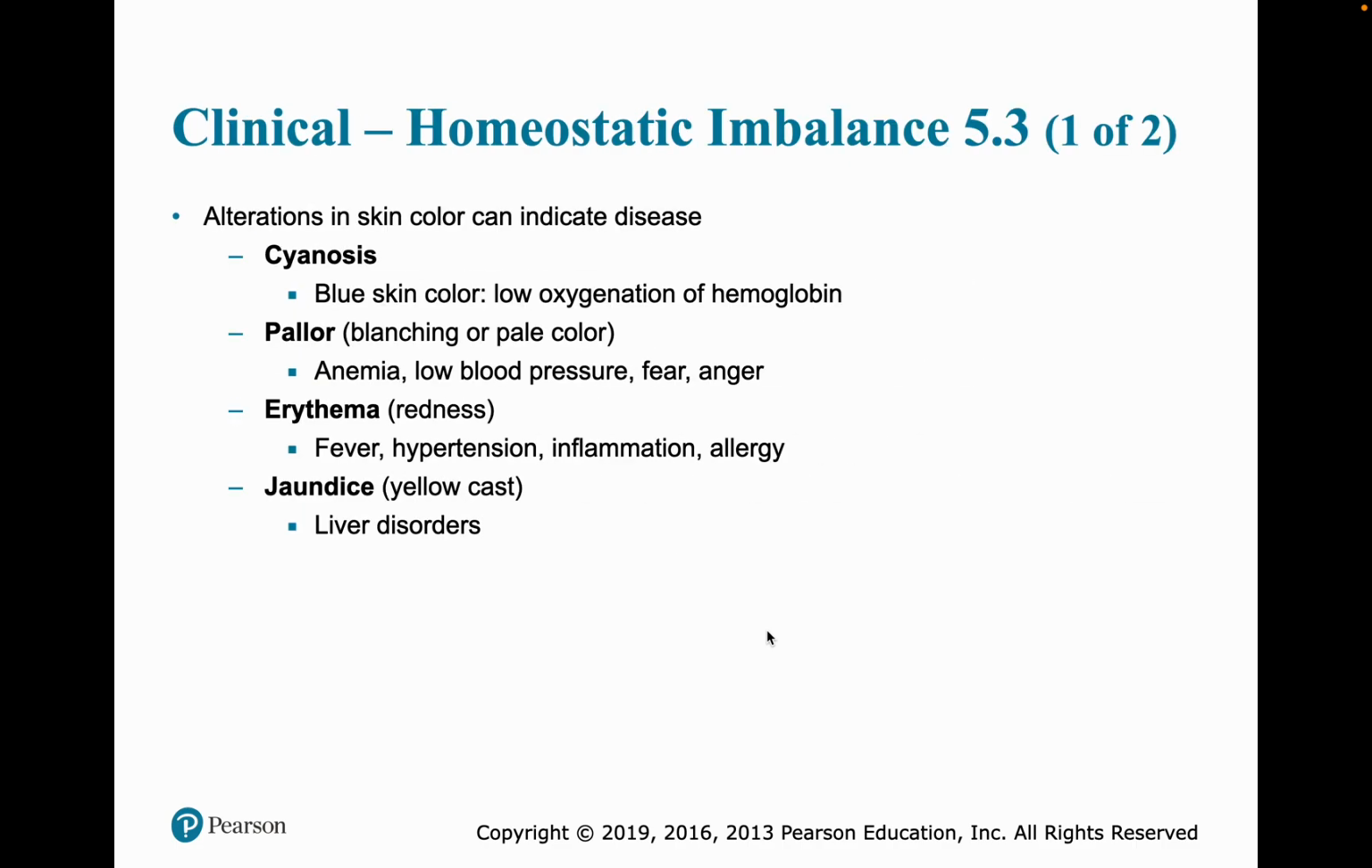So, clinical homeostatic imbalances in skin color. Cyanosis is a bluish skin color, from low oxygenation of hemoglobin. Pallor, anemia, low blood pressure. Erythema, fever, hypertension. Jaundice, again, liver.